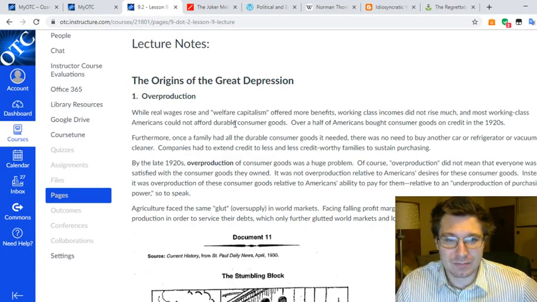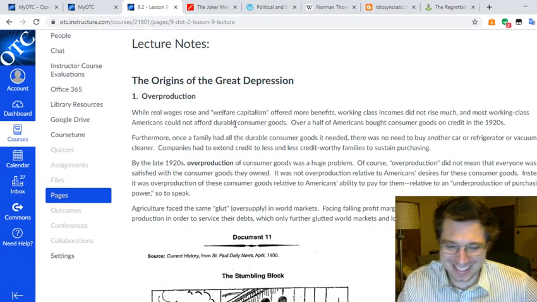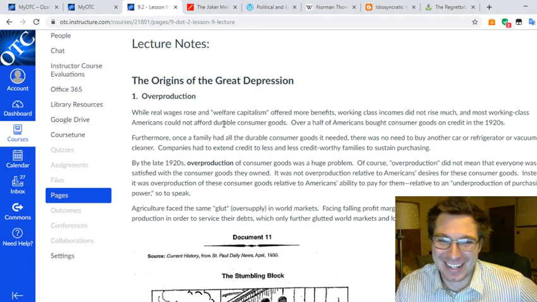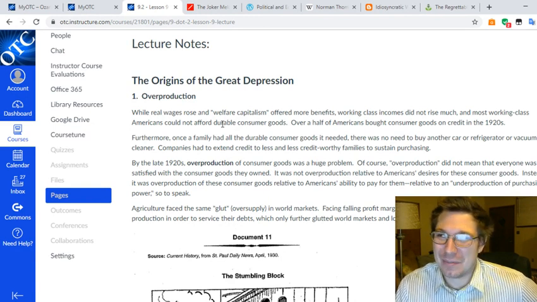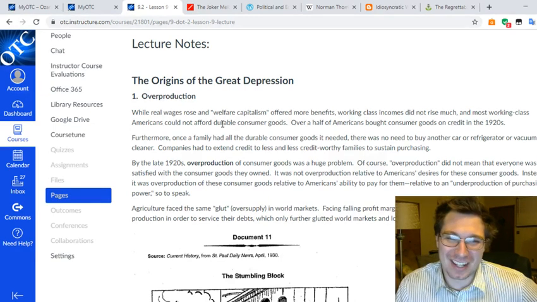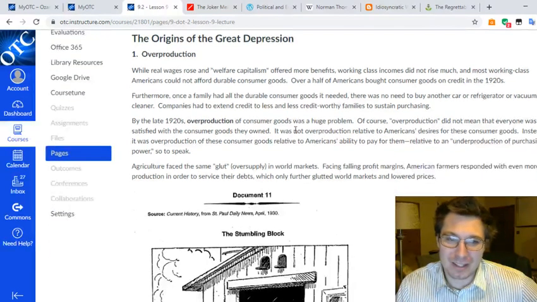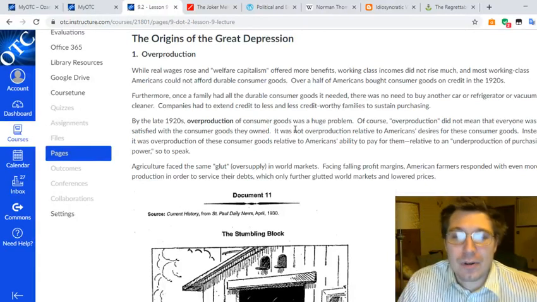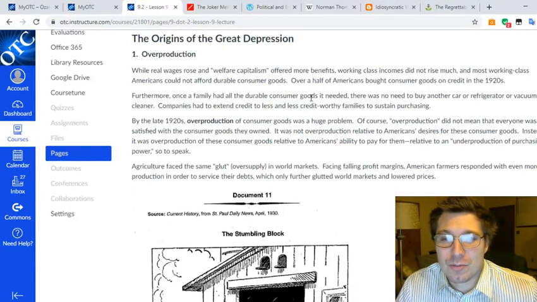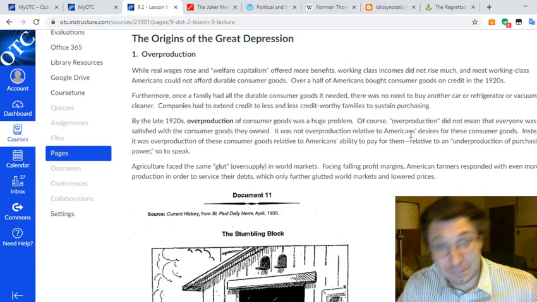And there was less planned obsolescence in this time period, where things were meant to break down or go out of style more quickly. And so companies had to extend credit to less and less credit-worthy families to sustain purchasing. And by the late 1920s, overproduction of consumer goods was a huge problem. Of course, this is important.